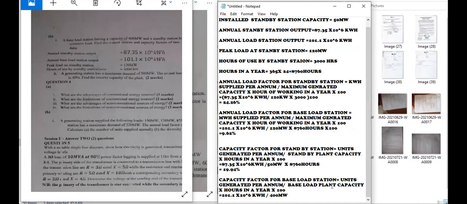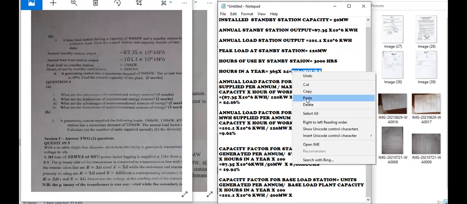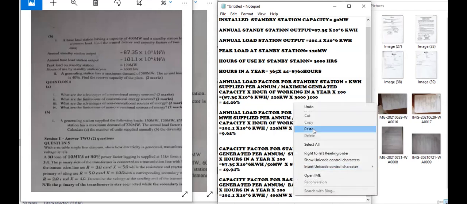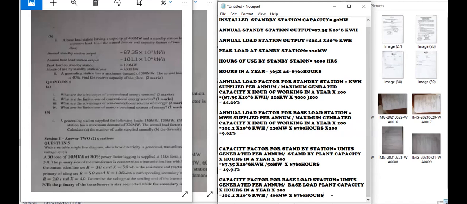The next thing they said is times the hours of working in a year. The hours of working in a year is the value we solved here, 8760 hours. So I just copy it and paste it down here. Now, this is the value given times 100. You multiply everything here by 100. The same thing happened here. Although I did not indicate it, I think it's best I do that. Let me show what I did here. I multiplied everything here by 100.